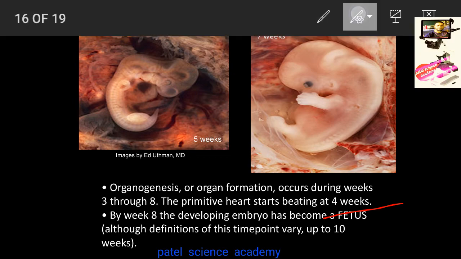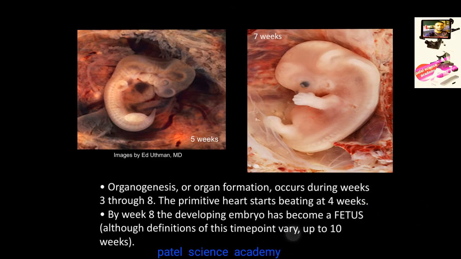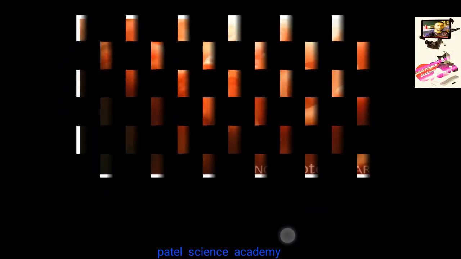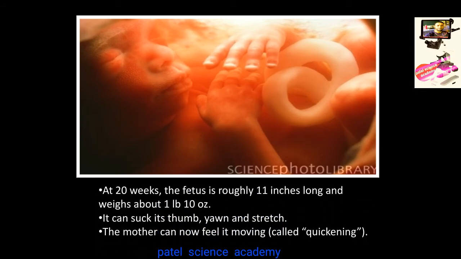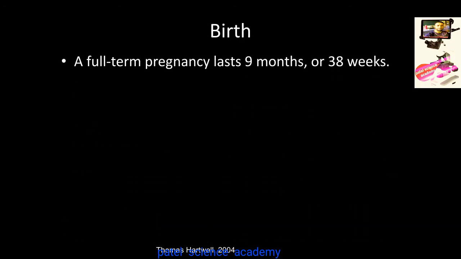So dear students, this is about this 7 week embryo. Then you can see it also assumes a shape like this, and at this stage, the 20 week fetus, it is roughly 11 inches long and weighing about 1 lb 10 oz, and it can suck its thumb, yawn and stretch, and the mother can feel it moving. That feeling of the mother, the movement of the fetus, is called quickening. So this is about the embryo that can be seen in the mother's uterus.